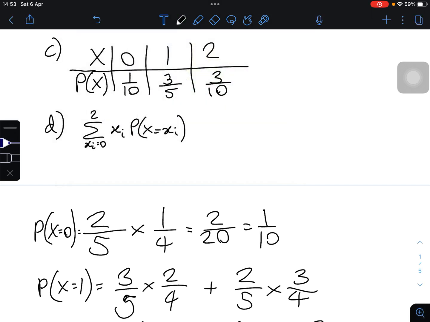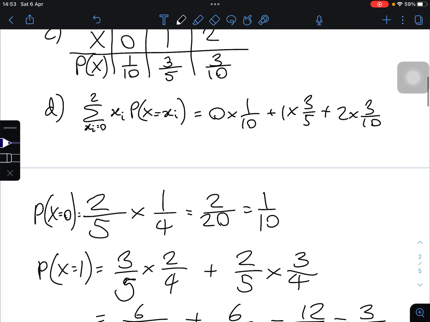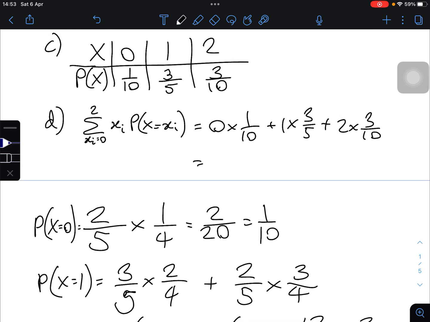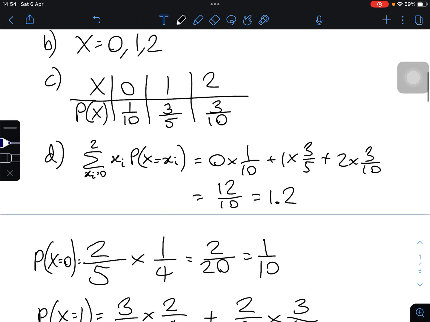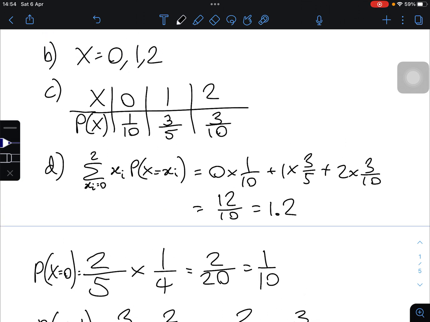And so therefore what we're talking is we've got 0 times 1 over 10 plus 1 times 3 over 5 plus 2 times 3 over 10. And then whatever that gets us. 3 over 5 plus 6 over 10, that's the same as 2 lots of 6 over 10, which is 12 over 10, which is 1.2. So that's what we'd expect. If we did this 100 times, we'd expect x on average to be 1.2. In other words, 1.2 balls drawn out of it are green.